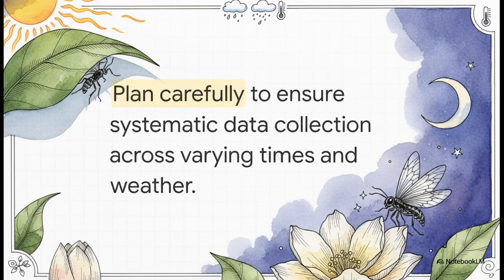And planning is everything. You absolutely need to map out a clear schedule for your visits. Nature doesn't stand still, right? It changes all the time. You definitely don't want to miss different times of the day or totally different weather conditions. A bug that's hiding away during the midday heat might be super active right at sunset. Systematic data collection is what separates a casual observer from a true citizen scientist.